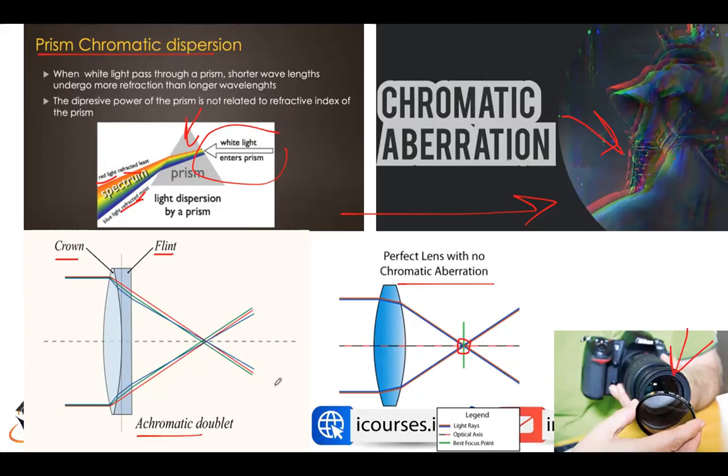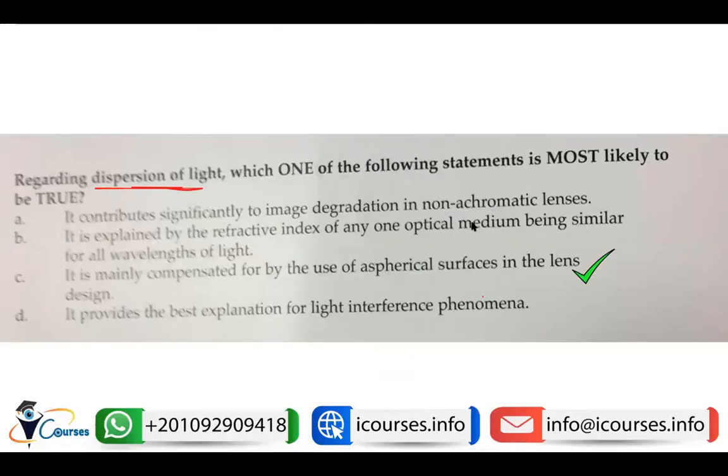So let's get back to the question. The question here mentions that it contributes significantly to image degradation. This is right, but for non-achromatic lenses, no. Here is one letter that makes it wrong, it is A. It makes the image degradation in non-chromatic lenses. But non-achromatic lenses, this is not what we want. We want lenses that will produce no chromatic dispersion. So it is not non-achromatic, it should be non-chromatic lenses.